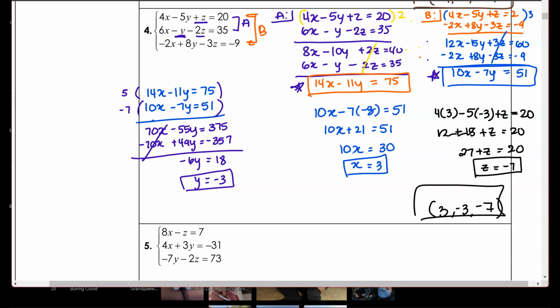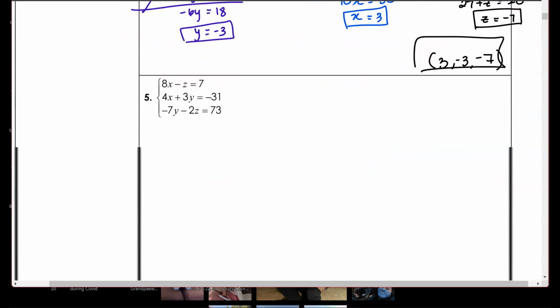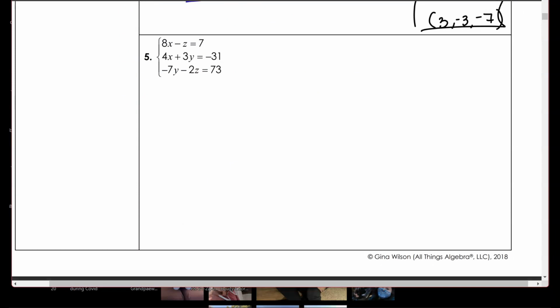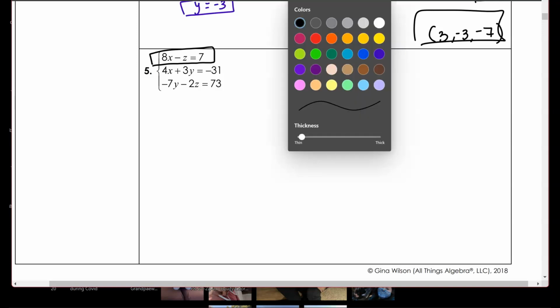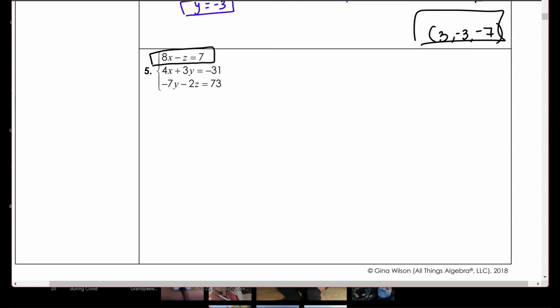It's our unique solution. Alright, the last example here on this page is number 5. And the cool thing about this example is notice that that first one is already in a 2 by 2, right? So I have x and I have z. This tells me that I don't have a choice. I have to eliminate y.